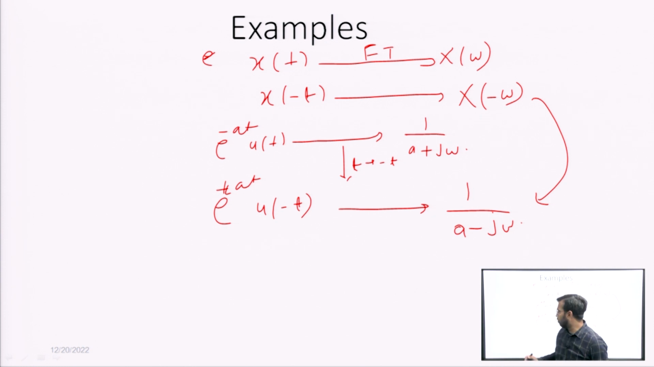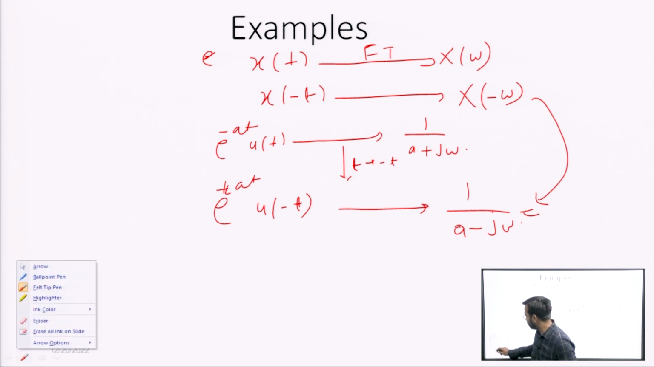Okay. What property have we used? We have used the time reversal property. What does the time reversal property say? It says if the Fourier transform of x(t) is X(omega), then the Fourier transform of x(minus t) will be X(minus omega). So, using the property we have got the Fourier transform 1 upon a minus j omega. Okay. Now, let us take the next function.